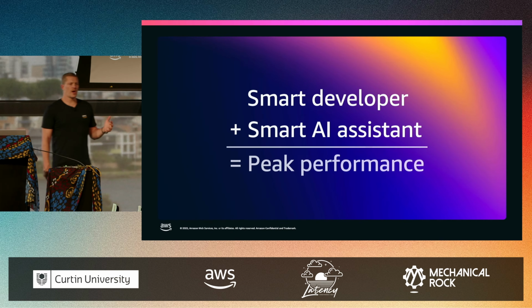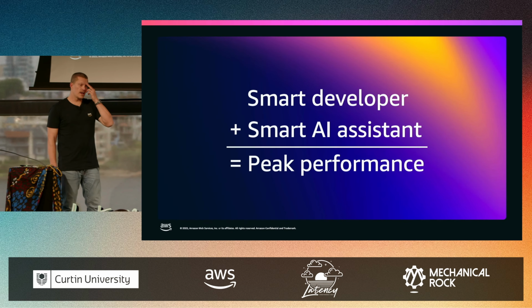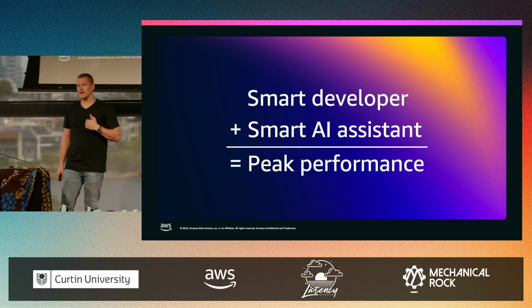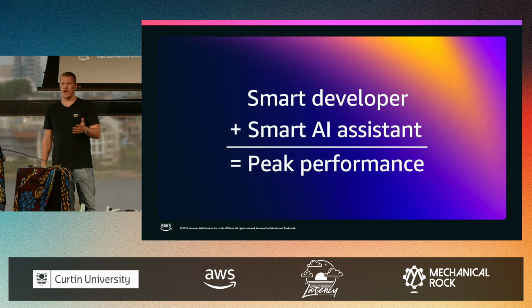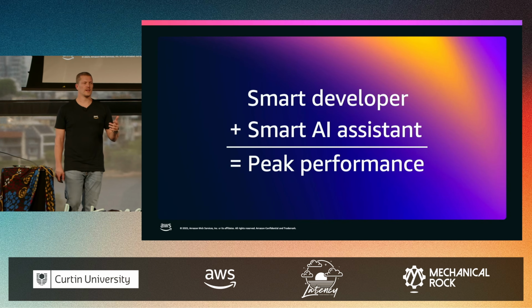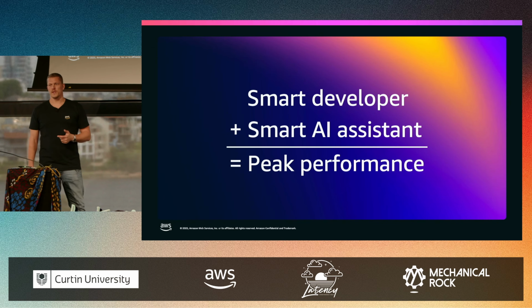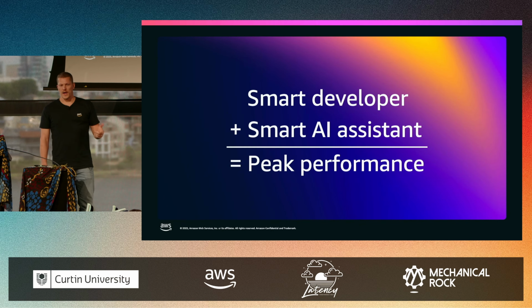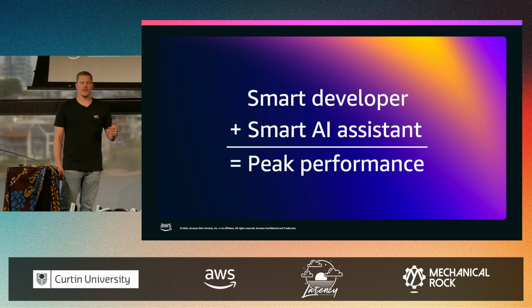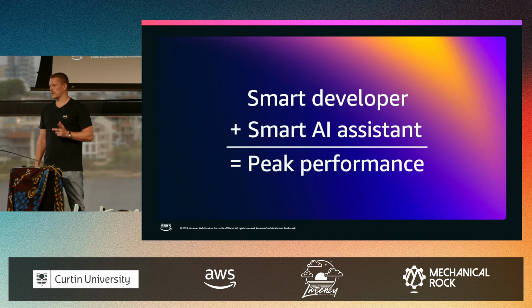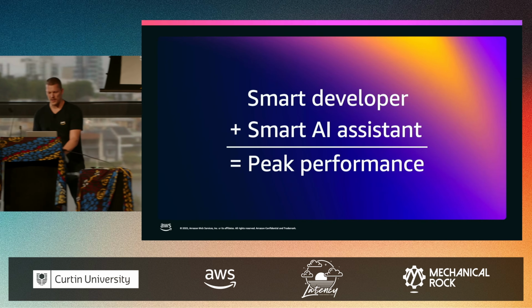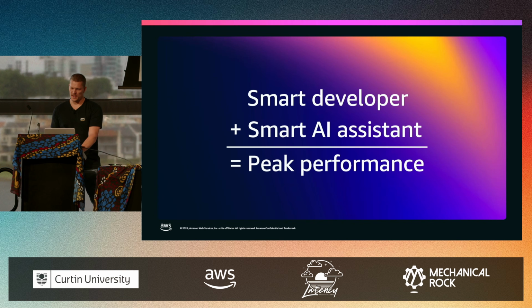And going back to my opening point, in my view, a smart developer working with a smart partner, and in this case a smart AI assistant, is a recipe for peak performance. I think you can learn faster, I think you can have more fun, and I think you can be more productive. Thank you.